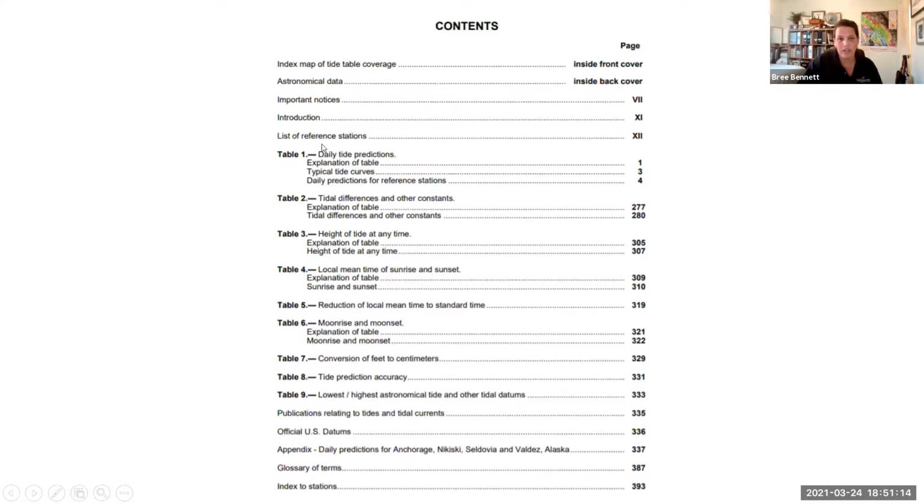We're looking at volume 3. If we look at our table of contents, we have 9 tables. We're only going to be using 3 tables for this class, and for the majority of it, you really only use 3 tables. But that's how this publication works. It puts things in tables, and we want to learn what information each table gives us, and how to find that information on the table.